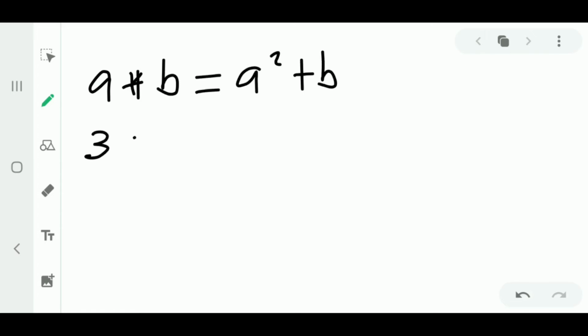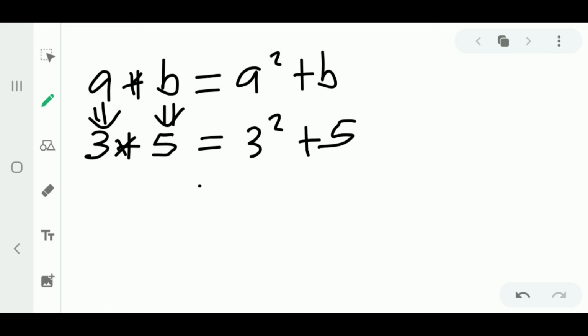Let's say we had a star b is equal to a squared plus b, and we want to find 3 star 5. Positioning, a is 3, b is 5. So it is 3 squared plus 5. 3 squared is 9 plus 5 gives you 14.